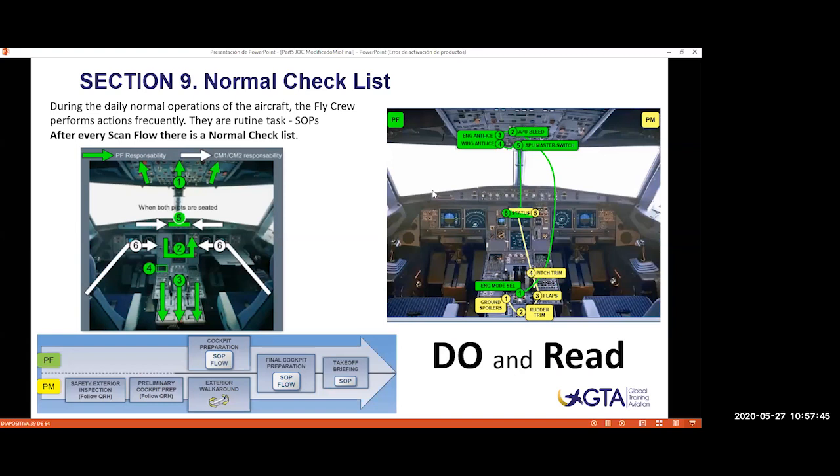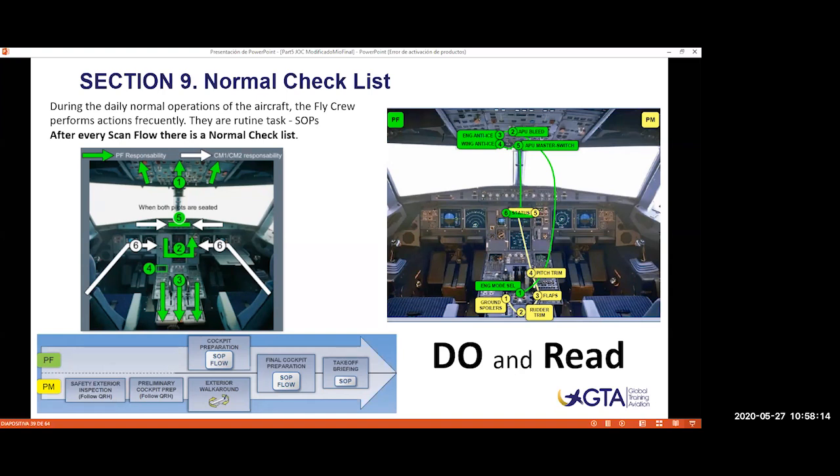Why? Because when you do these scan flows, remember this one, you will see perfectly. In green, the things done by the pilot flying. In yellow, the things done by the pilot monitoring. Both of them have to do their scan flows. Do it by memory. Do it by memory.